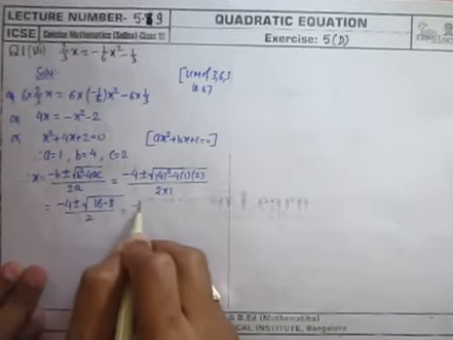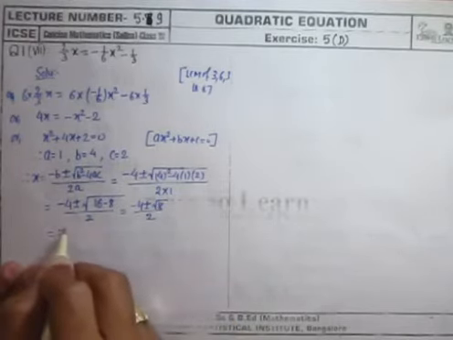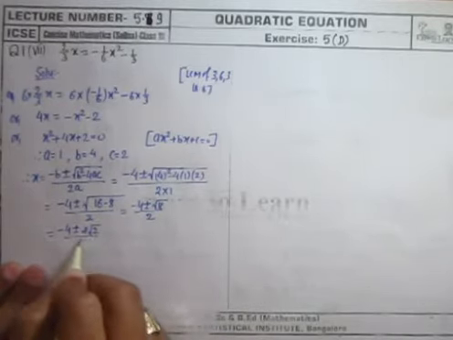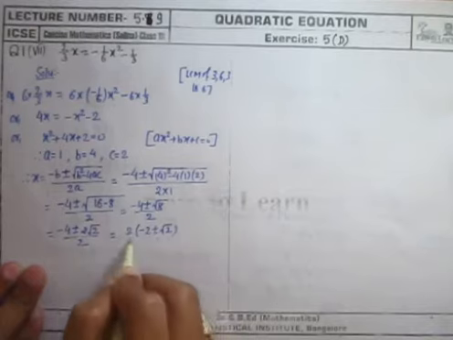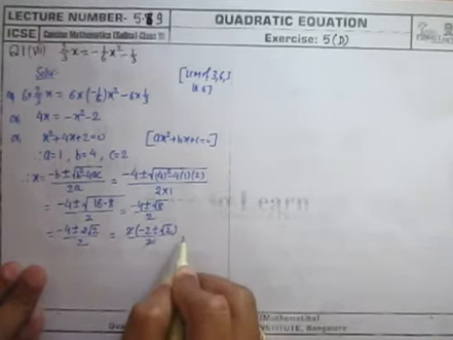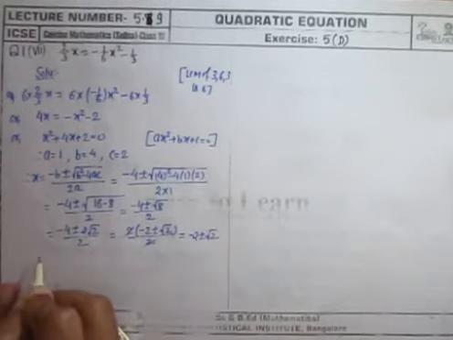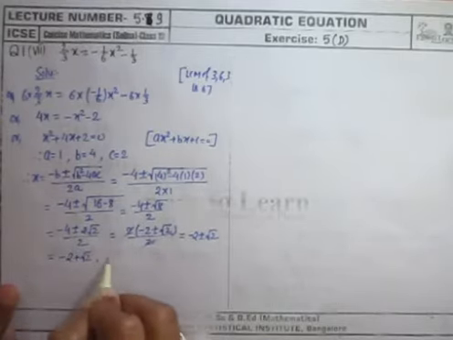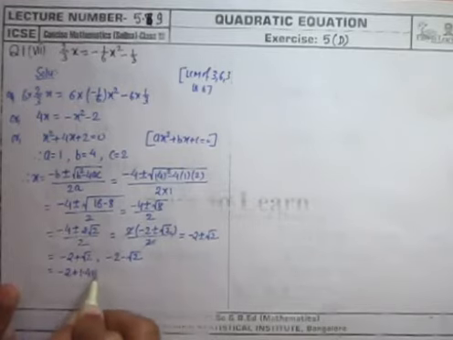So it will be minus 4 plus minus root under 8 by 2. So minus 4 plus minus, and root 8 can be written as 2 root 2, by 2. Now taking 2 common, so minus 2 plus minus root 2 by 2. 2 to cancel, so it will be minus 2 plus minus root 2. Therefore one value of x is minus 2 plus root 2 and the other value is minus 2 minus root 2. Now put the value of root 2, so it will be 1.414.